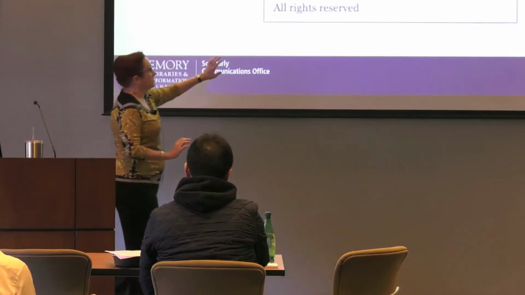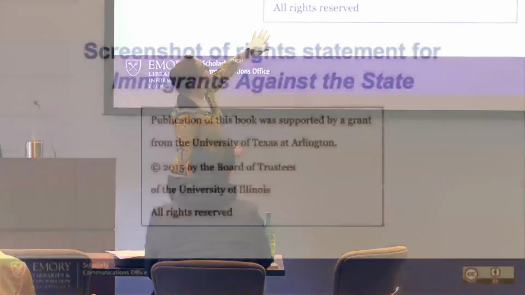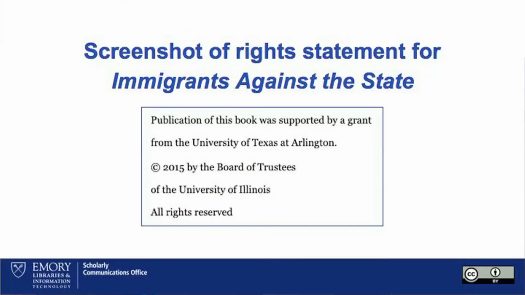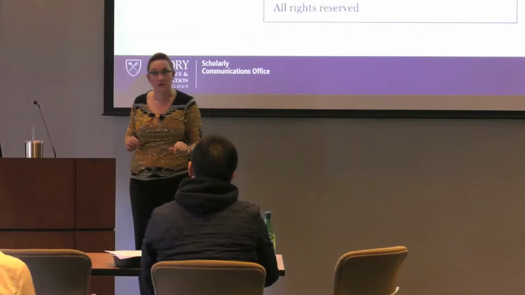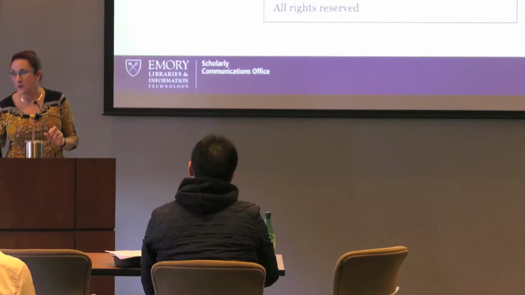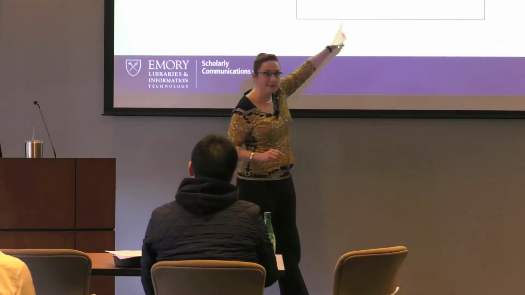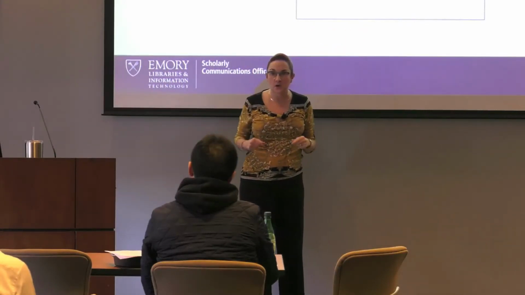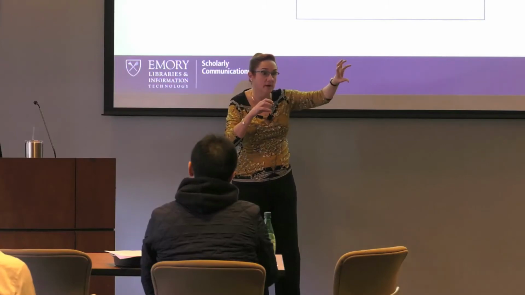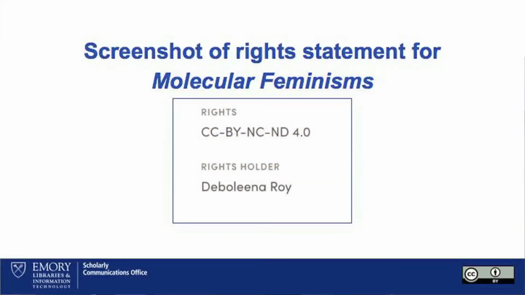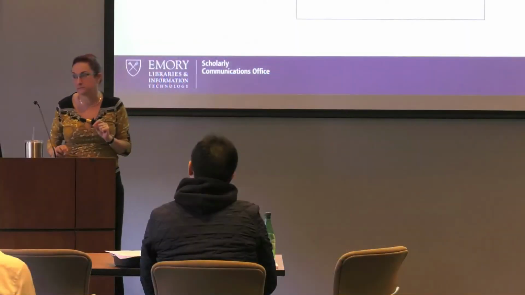These are the two books I talked about a moment ago. Immigrants Against the State carries this copyright statement at the beginning of the book. You can see it's copyrighted 2015 by the Board of Trustees of the University of Illinois. So that's the University of Illinois Press. However, when we look at Debelina's book, we can see all these funny letters under where it says rights. There is no C with a circle in it. Well, there is a C with a circle in it, but it's copyrighted to Debelina. And then it has this rights statement. And the rights holder is listed as Debelina Roy, not the University of Washington Press, who published the book.